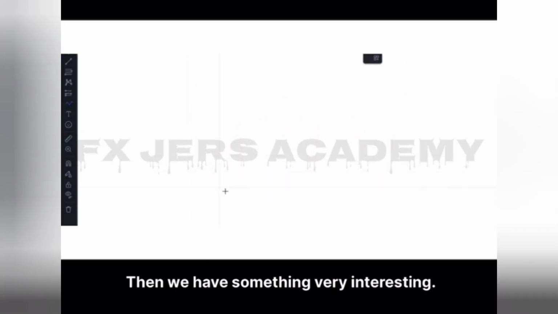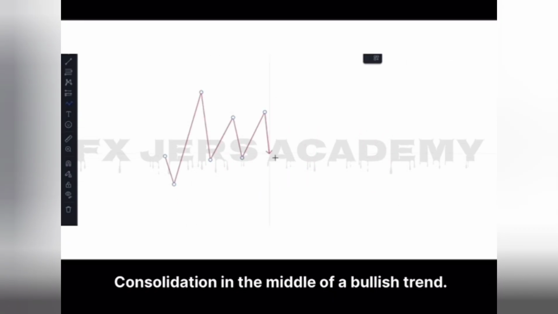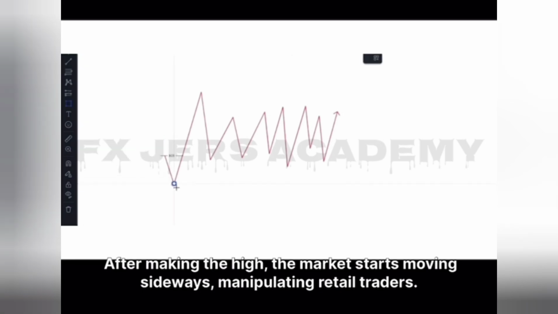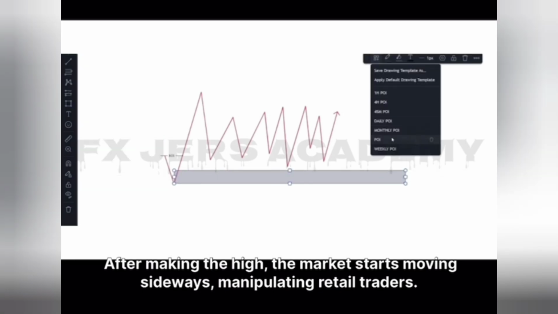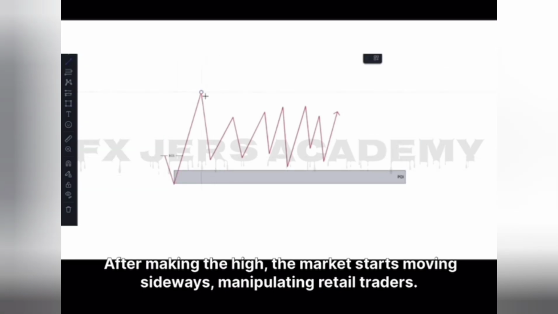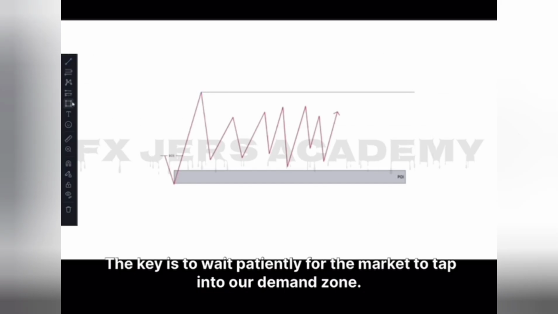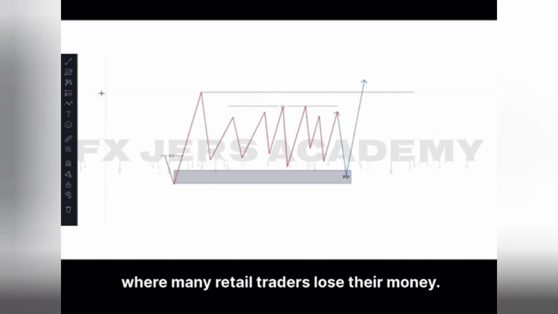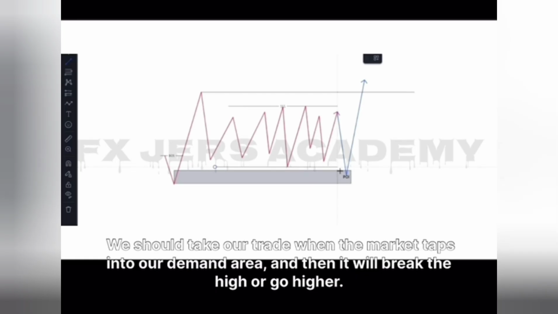Then we have something very interesting. Consolidation in the middle of a bullish trend. The market has pushed up with huge imbalances and a break of structure. After making the high, the market starts moving sideways, manipulating retail traders. The key is to wait patiently for the market to tap into our demand zone. This consolidation between our demand zone and the high is known as a liquidity pool, where many retail traders lose their money. We should take our trade when the market taps into our demand area, and then it will break the high or go higher.